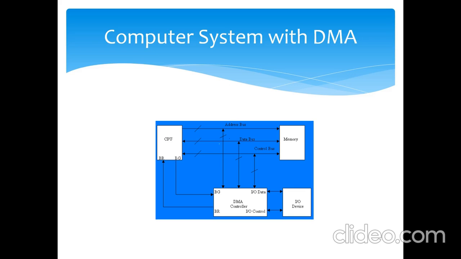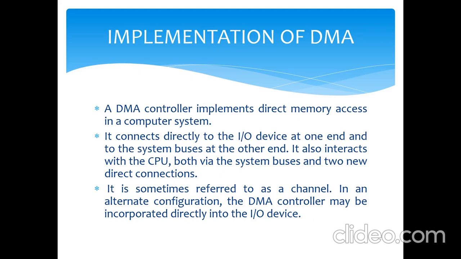The CPU transfers the bus request to the DMA controller. Whatever processing has to be done inside the controller is done, and the output is obtained through the bus grant. So, with the implementation of DMA, the DMA controller implements direct memory access in a computer system.